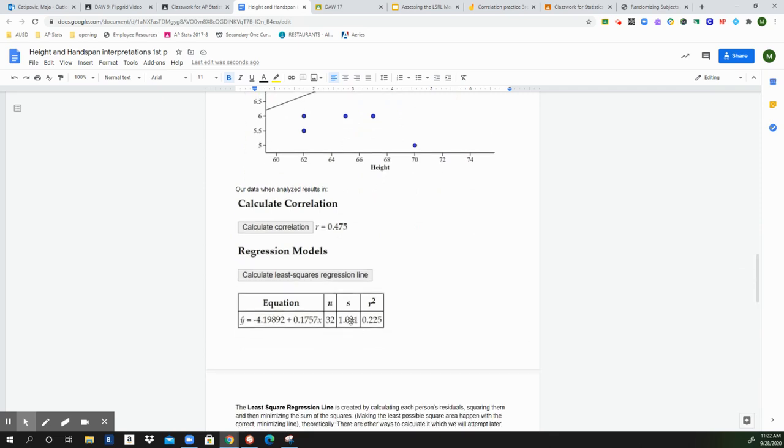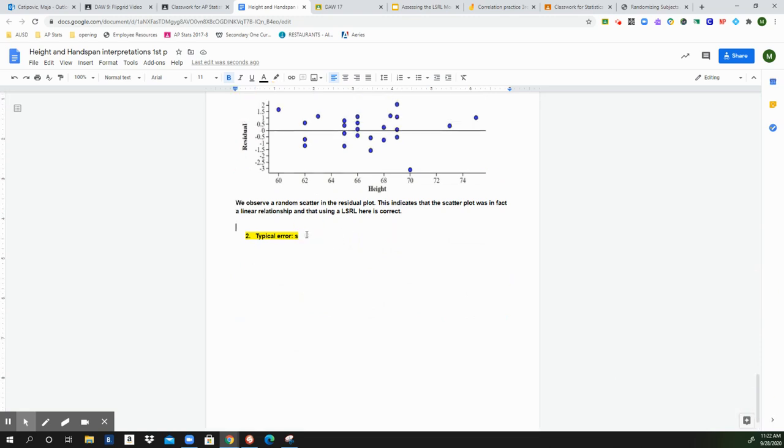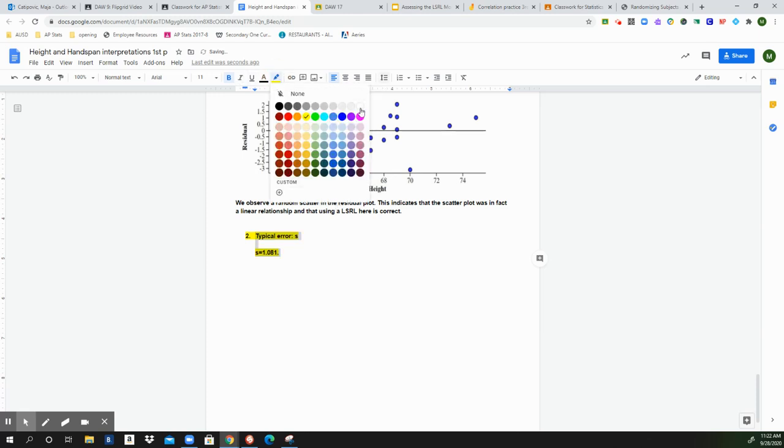It also gave me the s and the r squared, which we're going to use for our last two tools. So typical error s. Typical error s is the standard deviation of the residuals, and it's telling us that a typical error here is 1.081. If we were to interpret that in context, we are going to say that on average, the line makes 1-inch errors when predicting people's height.